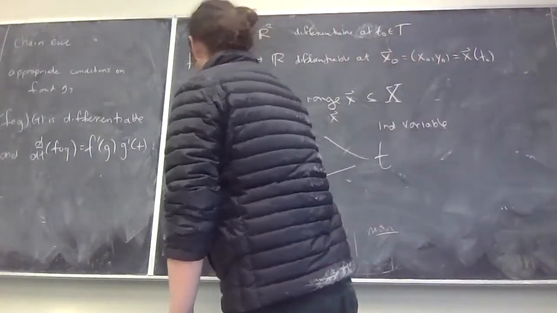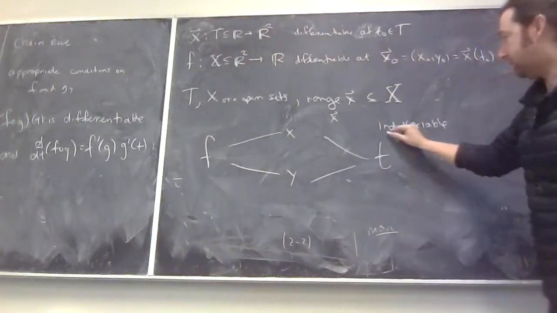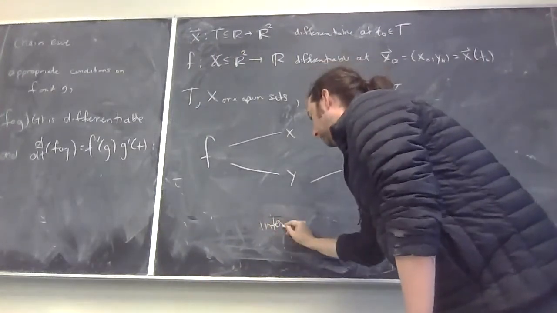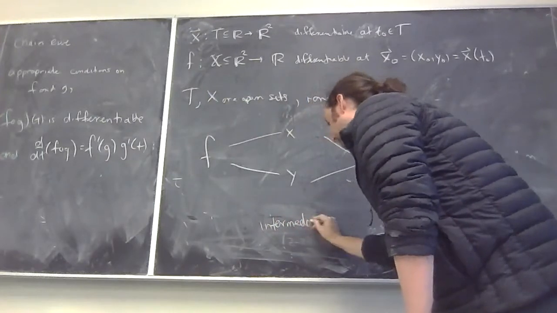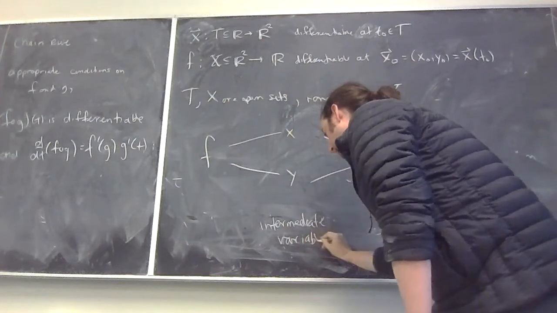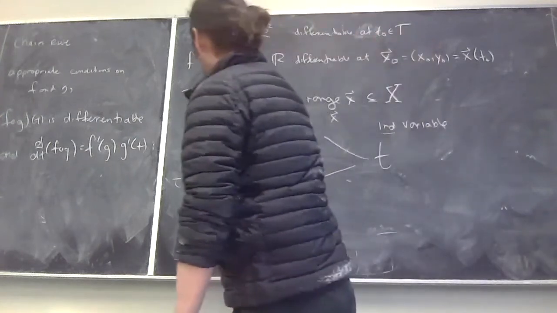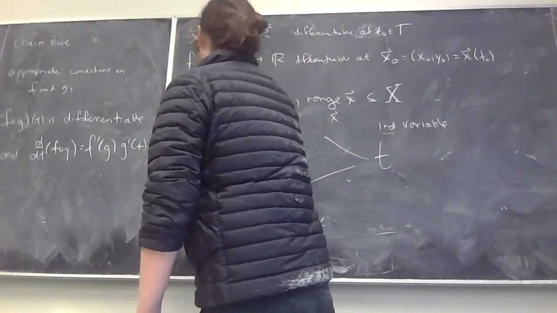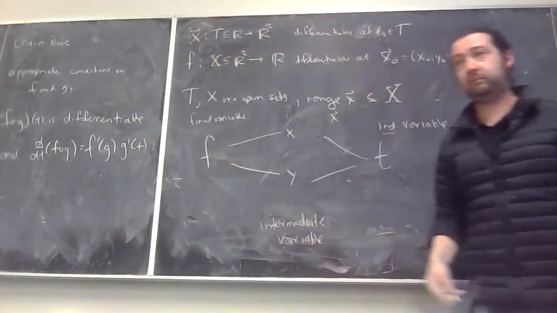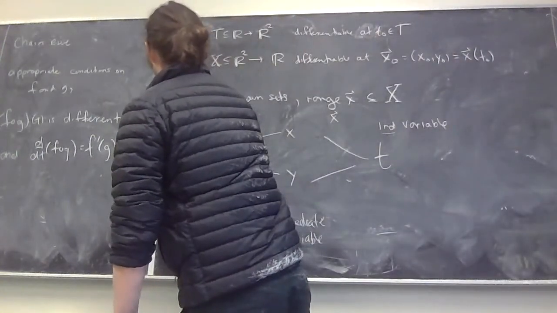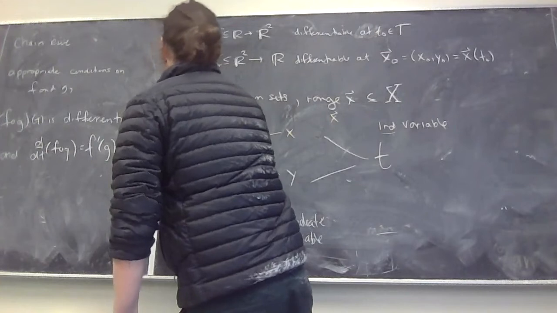So this is called the independent variable. These are called the intermediate variables. And in Colley's language, this is called the final variable or dependent variable, right? So that's not final. This is dependent. Backwards. This is the dependent variable.